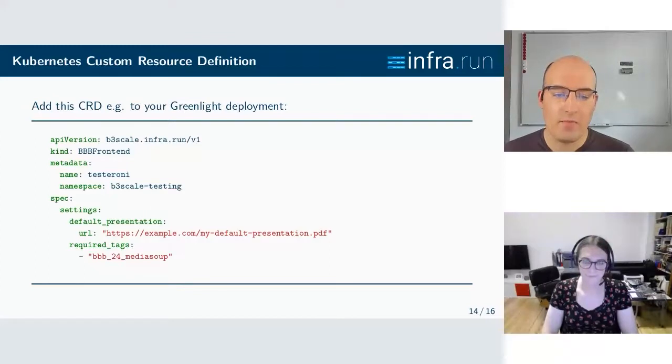And required tag BBB23 media soup means all nodes tagged BBB23 media soup would be the nodes that this particular front end can make use of. Node 25, no BBB23 without media soup, because that's the way we handle our tagging.